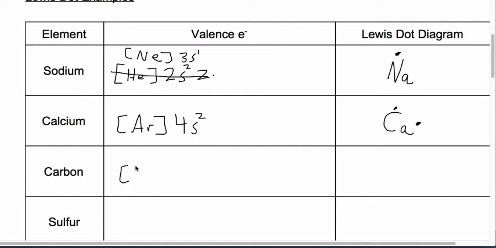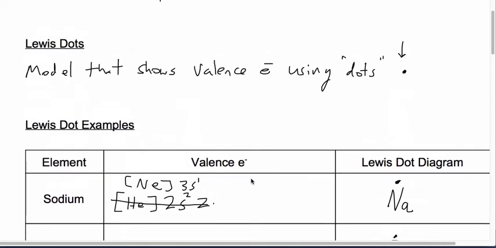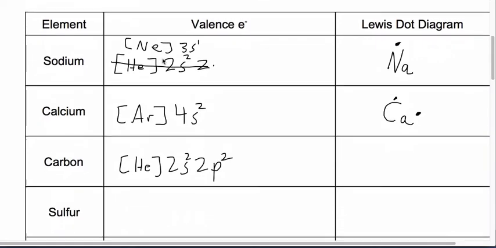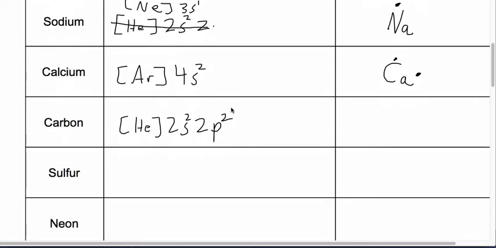Carbon, helium, 2s2, 2p2. So the valence electrons are the outer s and p electrons. So there's 4 of them. Carbon. So like I said, one's going to go here, here, here, here. Now carbon is such a versatile element because it can make 4 bonds.